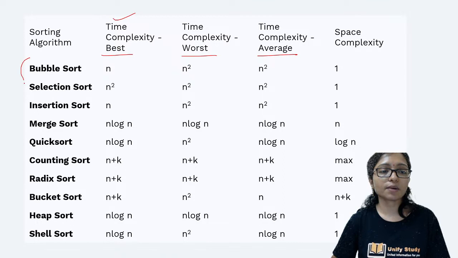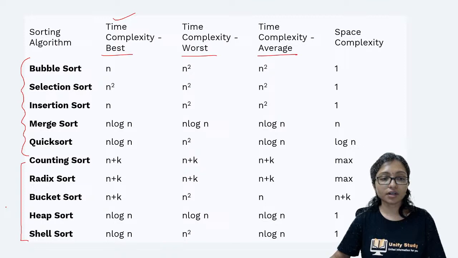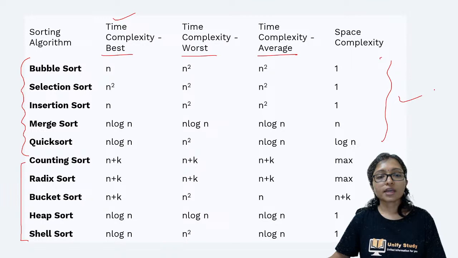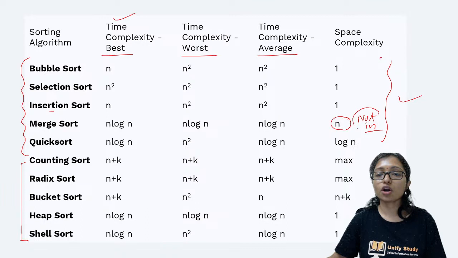Here we did bubble sort, selection sort, insertion sort, merge sort, quick sort, and other algorithms you can remember, because all these algorithms we cannot cover in one class. That is definitely not possible. These are all important. That's why we did it. Here you can see in merge sort the space complexity is n. That's why it is not an in-place algorithm. Merge sort only is not in place. Other than that, everyone is an in-place algorithm.